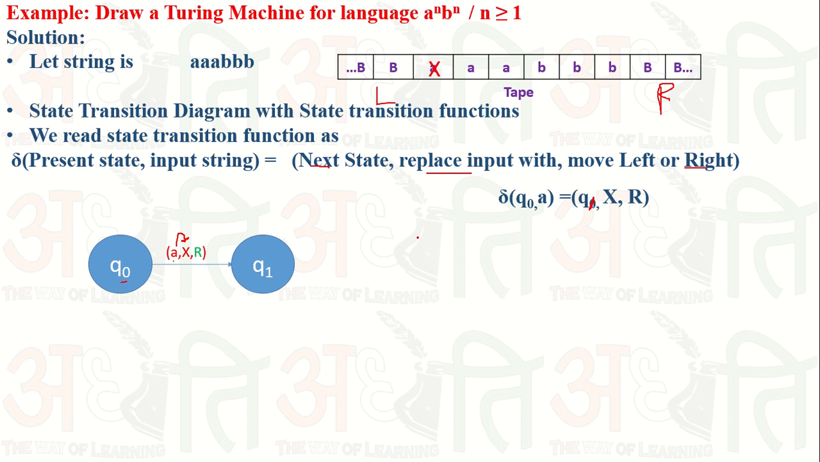Now what we did, we want to mark the B. For going to B, we have to skip a number of A's. How to skip? If the A comes, then it remains A and we move to the right. Same thing, it is a transition function. We are at state Q1 and A will come, then we remain at state Q1 and we keep A as A and move to the right.